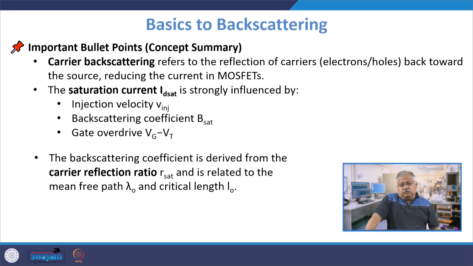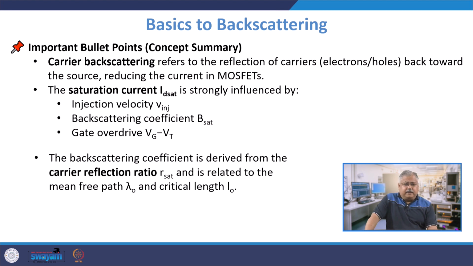Why is backscattering important? Because it reduces the current, right? It is prevalent in very short channel devices and also in ballistic transport. Carrier backscattering strongly influences the currents in a MOSFET, right? But when you apply a very large electric field in the longitudinal direction, backscattering actually goes to 0. We find this out from a carrier reflection ratio, which is shown as RSAT, and is related to the mean free path and the critical length.